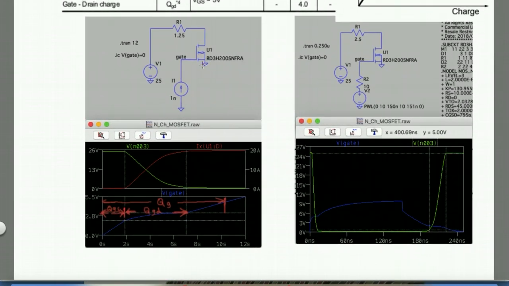Performing an LTspice simulation using a current source at the gate shows a plot similar to what is given in the datasheet. Simulating in LTspice with a voltage source with a source resistance will provide the gate switching characteristics as shown in this plot.